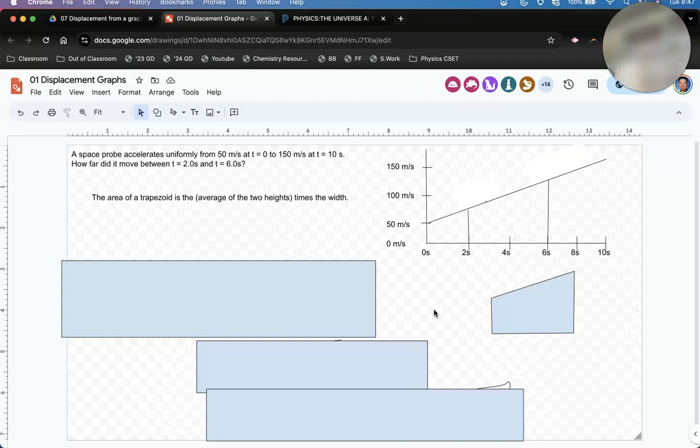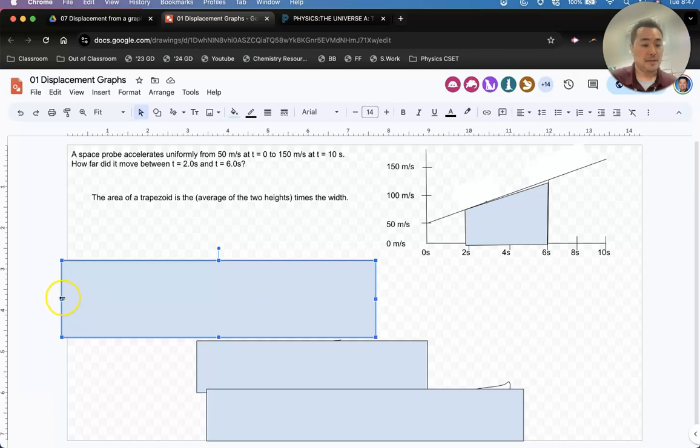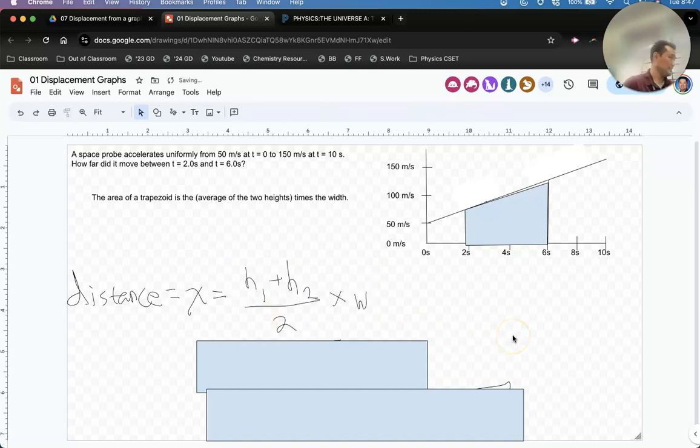And then the width is given, it is 4 seconds. So this trapezoid is going to be the amount of distance between 2 seconds and 4 seconds. Distance, we learned, is x. And according to that sentence above, the area of a trapezoid is one of the heights plus another height divided by 2 to find the average, times width. So that's our formula.